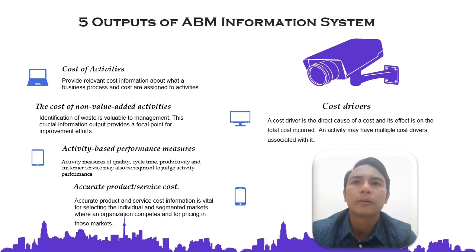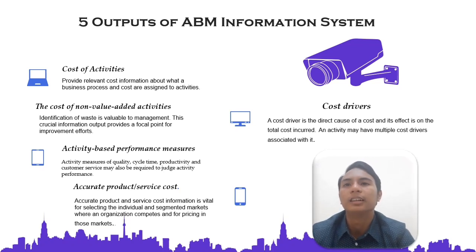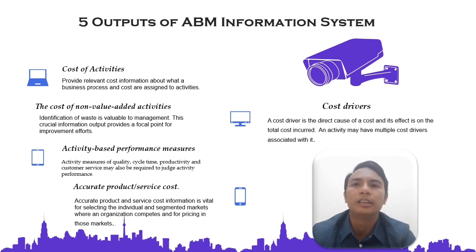Seeing activity as the very core of what a business does, the basic output of ABM system must be to provide relevant cost information about what a business does, instead of what money is spent for and by whom. Costs are assigned to the activities. Okay, the second output that ABM can produce is the cost of non-value added activities.